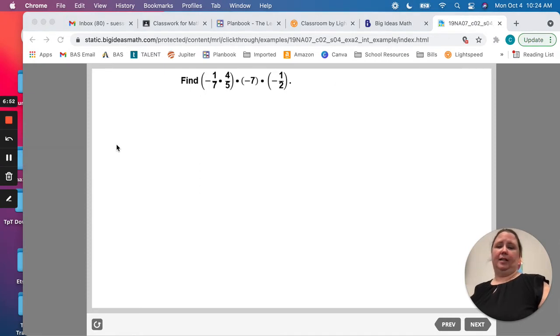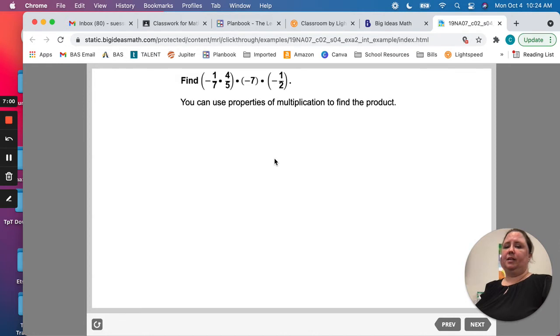So you're going to write down negative 1/7 times 4/5 times negative 7 times negative 1/2. The nice thing is here we can use some properties of multiplication in order to help us find this product. Long story short, we can rearrange things to do this faster.